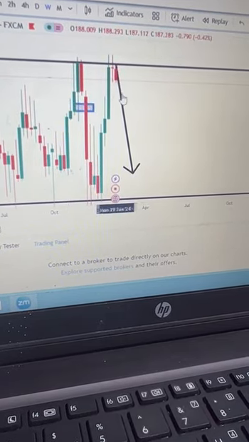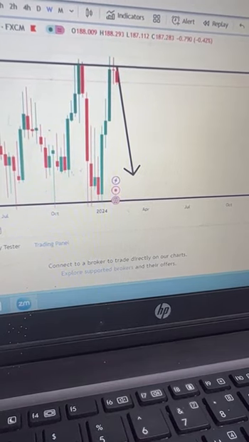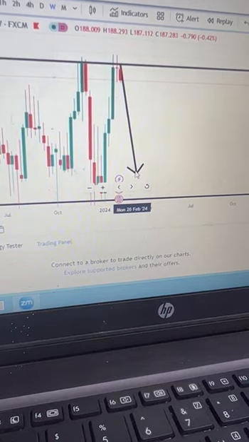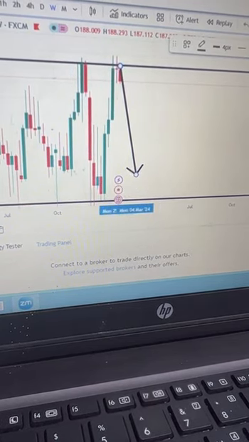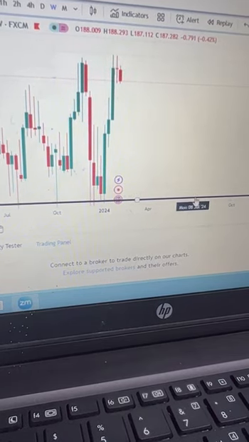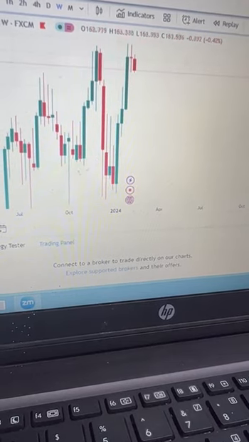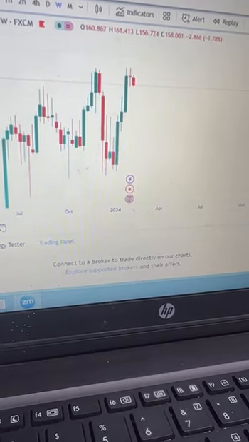Now I want you to look also at the weekly time frame. Look at the weekly time frame. Endeavor to focus also on high time frames, because they are very, very important. Okay, very, very important. Now if you look at the high time frame, you notice one thing.